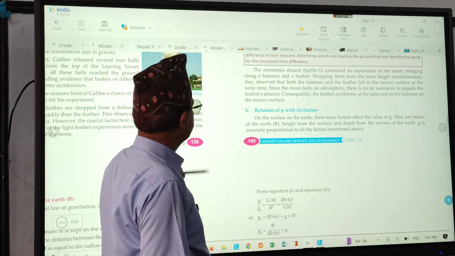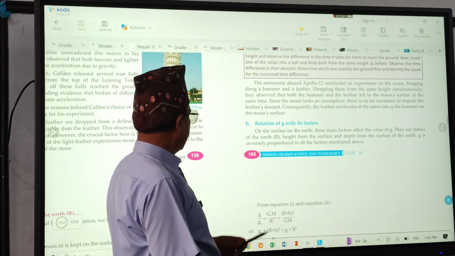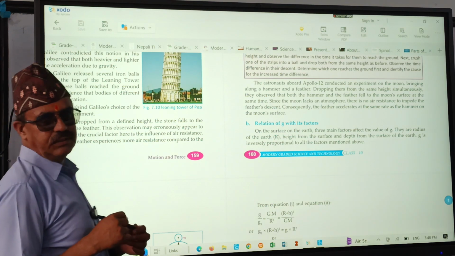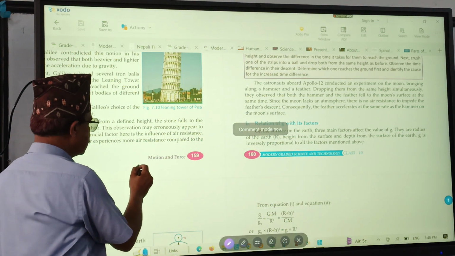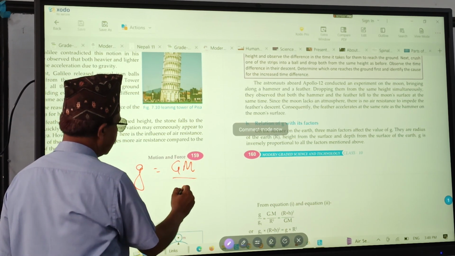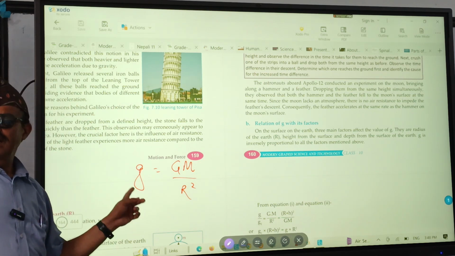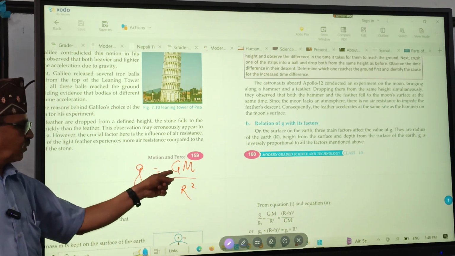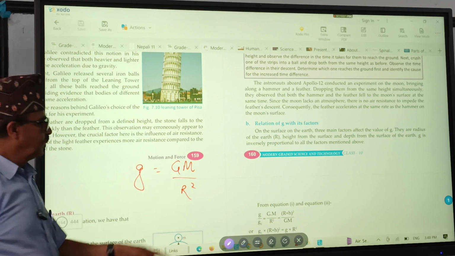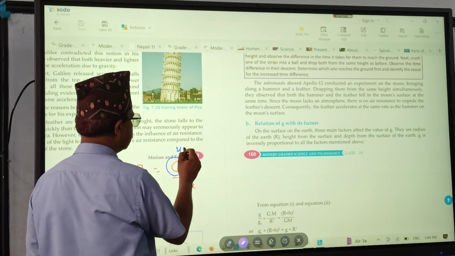Next one is relation of g with its factors. So one formula is there. What is the formula of small g? Do you know the formula of small g? Small g is capital G, capital M by R square. What is small g? Acceleration due to gravity. What is capital G? Universal gravitational constant.